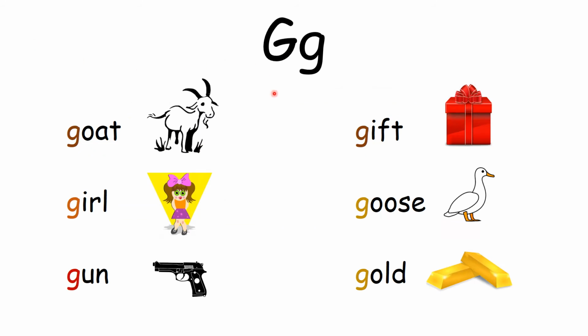Now let's read the words with pictures. The sound of letter G, which is g. G. Ready? Follow this pointer. Sound it first. G, goat. G, goat. G, girl. G, girl. G, gun. G, gun. G, gift. G, gift. G, goose. G, goose. G, gold. G, gold. Okay, so read.